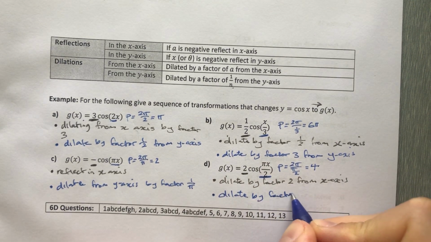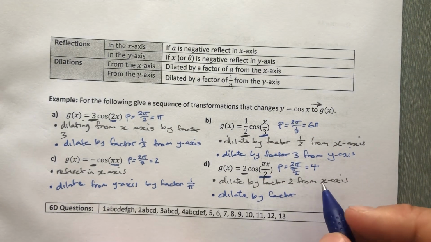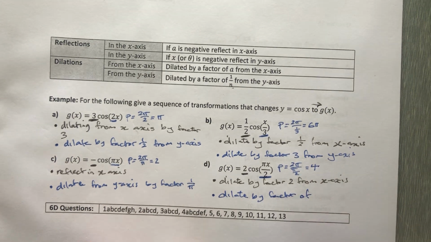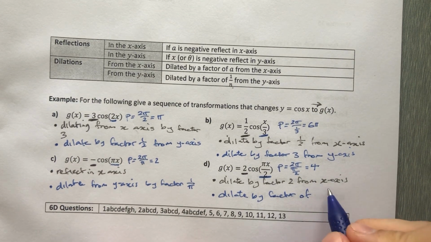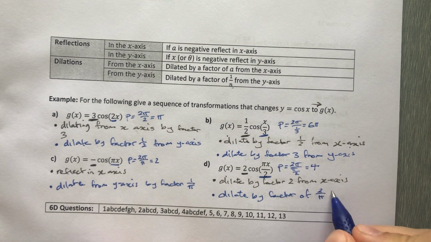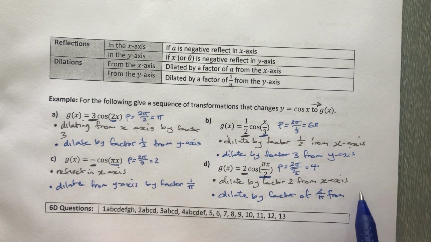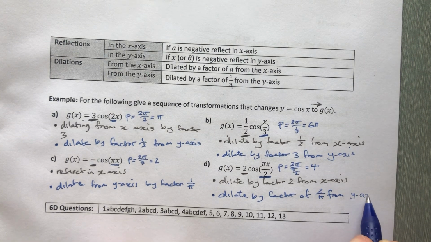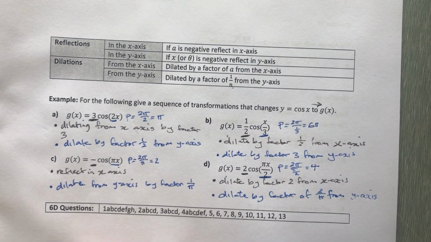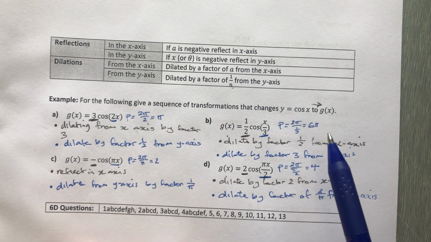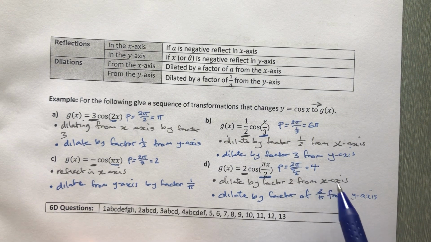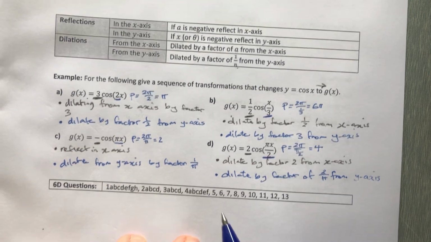You're going to see that we need to dilate by a factor of, what is it, 2 on pi from the y-axis. And there we go. So just to check this one here, to get from a period of 2 pi to a period of 4, we need to times 2 pi by this number. If we times 2 pi by that, does it give us 4? Yes, so that works. Alright, so that's it for D.